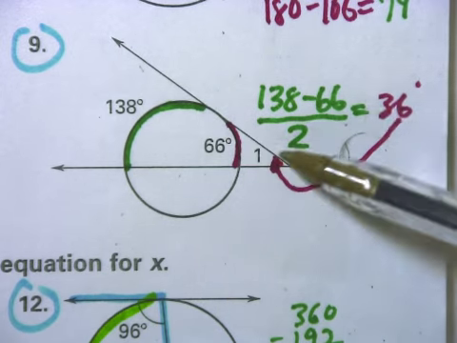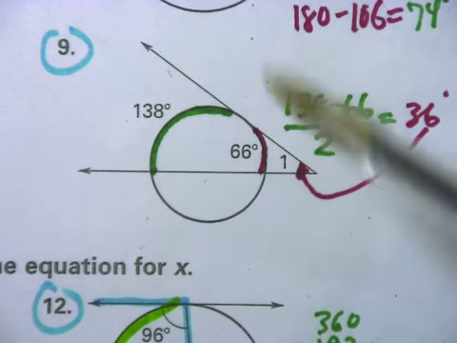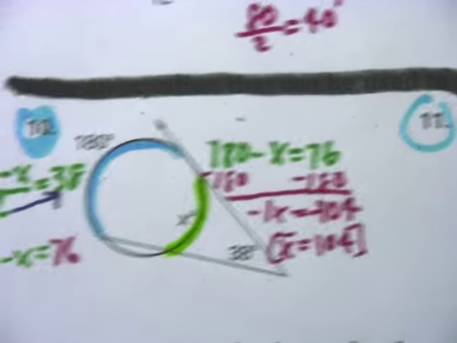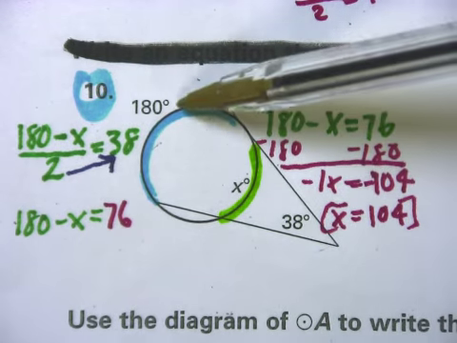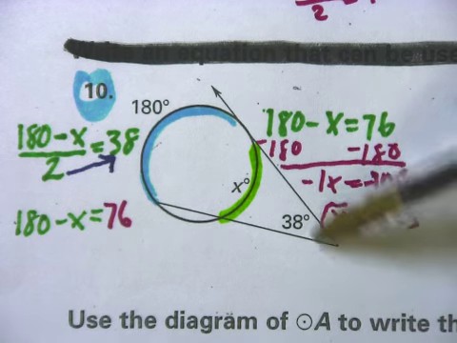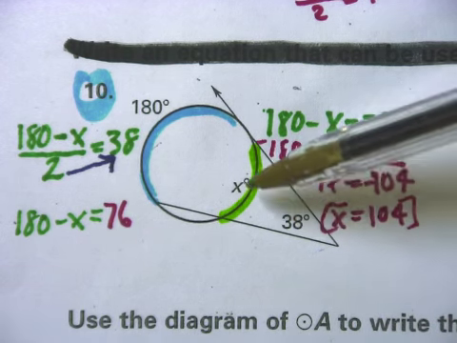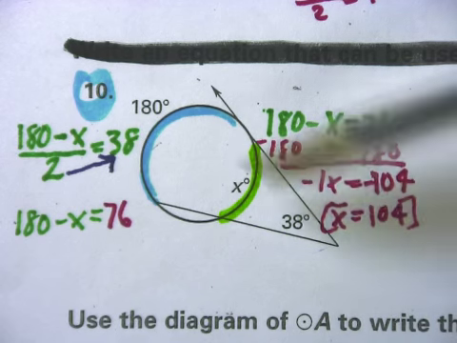Question number 9, same thing again. My two arcs, I subtract them, divide by 2, I get 36 because the angle is outside the circle. Question number 10, it's the same type of question. Again, here are my two arcs of interest. Now, they give me the angle on the outside. They wanted me to find the arc.